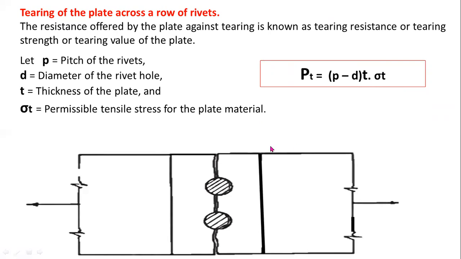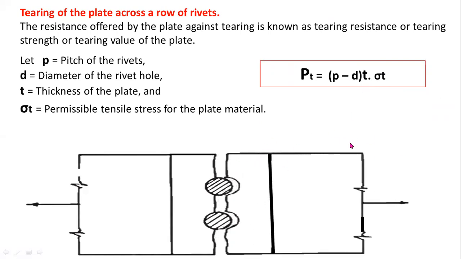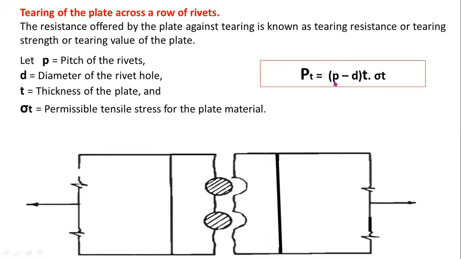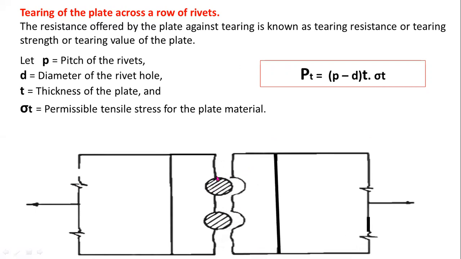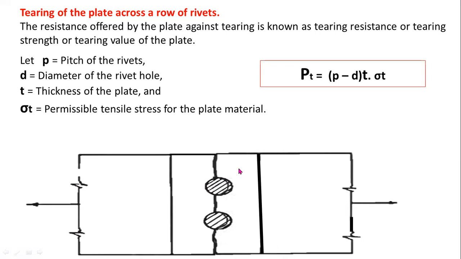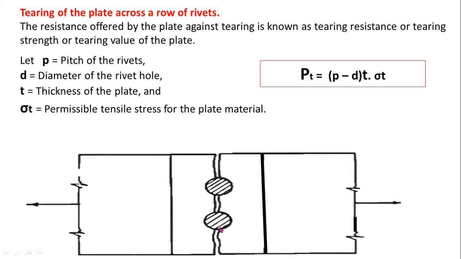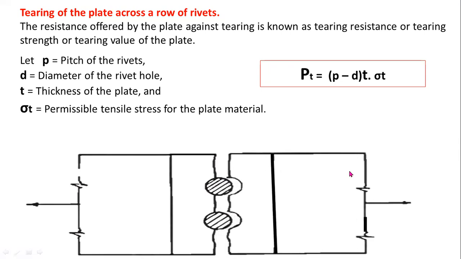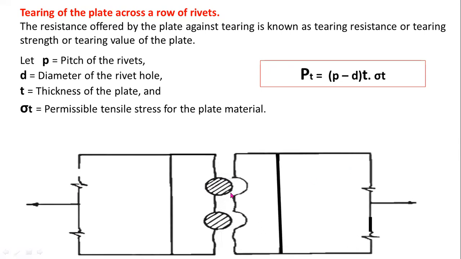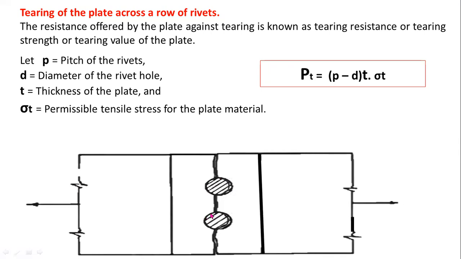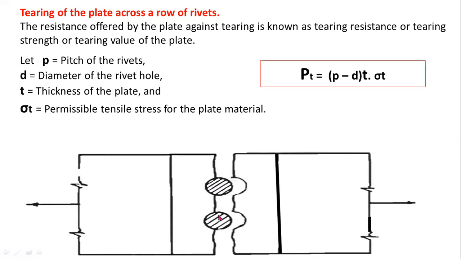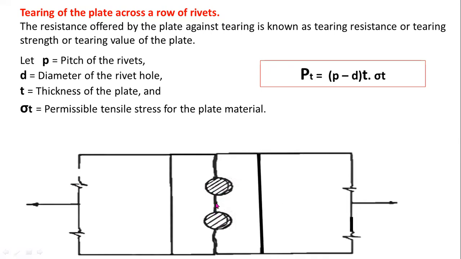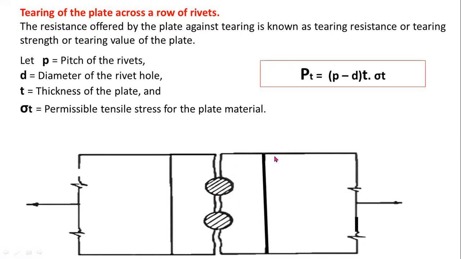Small t is the thickness of the plate, p is the pitch of the rivets, and d is the diameter of the rivet. This is the failure of the plates across a row of rivets. To avoid this failure, you have to provide a proper pitch. The distance between two successive rivets is called pitch. So by providing proper pitch, you can avoid this failure.